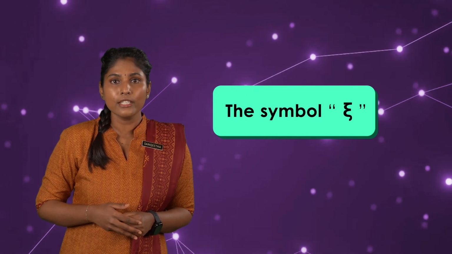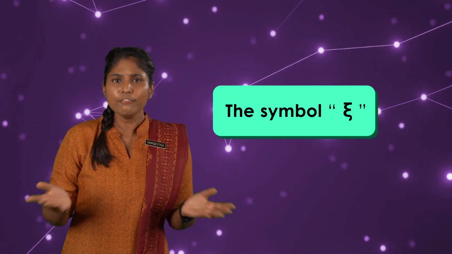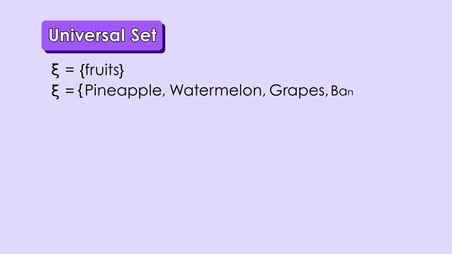So in this situation, our discussion is about the fruits. So, let's represent this using a set notation. And we write like this. Xi equals {pineapple, watermelon, grapes, banana, orange, apple, pear}. In this case, all the 7 fruits are under discussion. So, the set can be defined as universal set and is denoted by the symbol Xi.